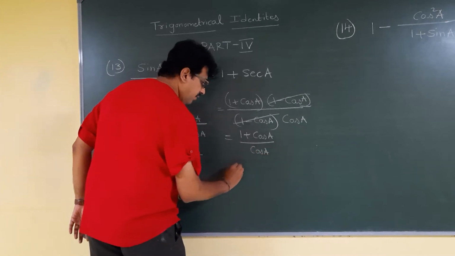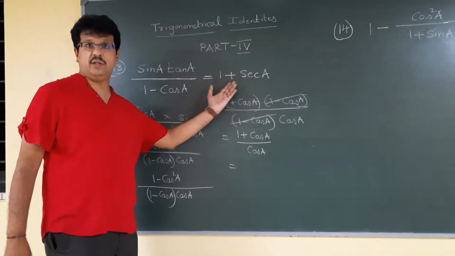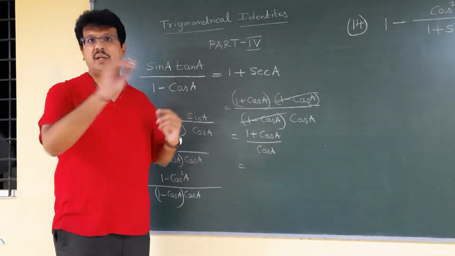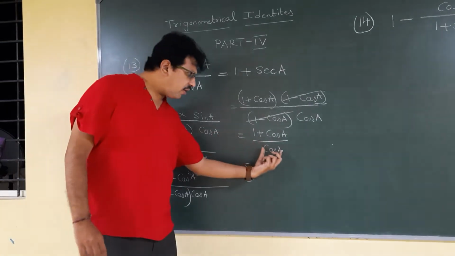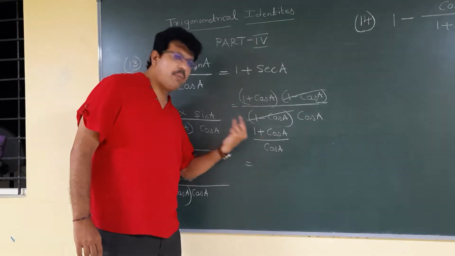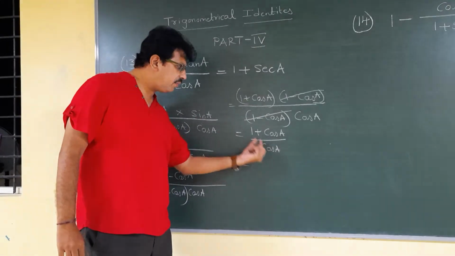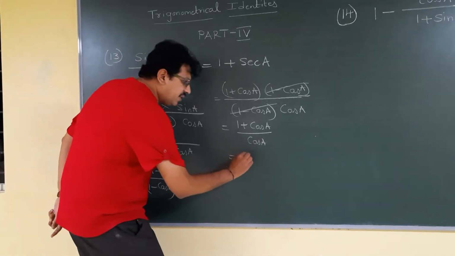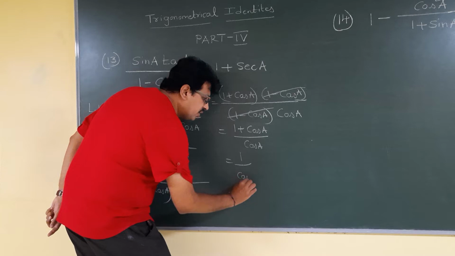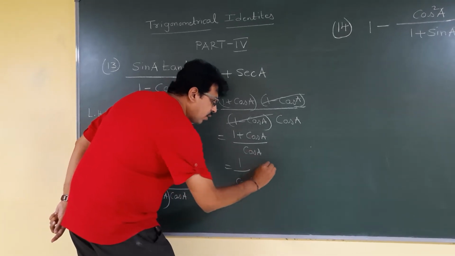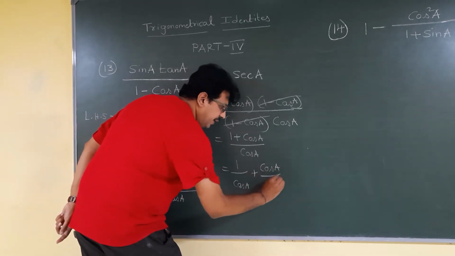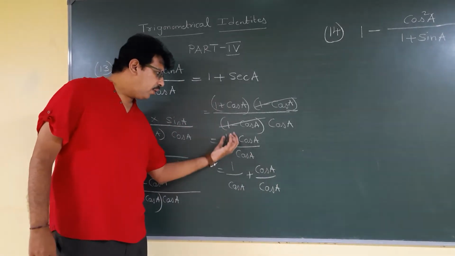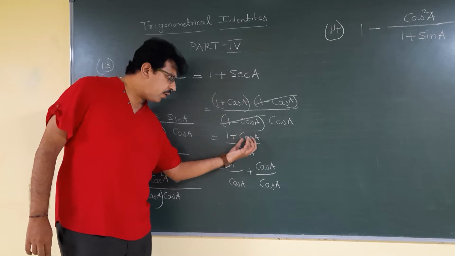But still, children, we have not come to the right hand side. It is 1 plus secant A. So what we should do for this is very important. You need to observe this. Cos A is actually a common denominator. Common denominator means it is the same denominator for both terms. So we can split it like this: 1 by cos A plus cos A by cos A.